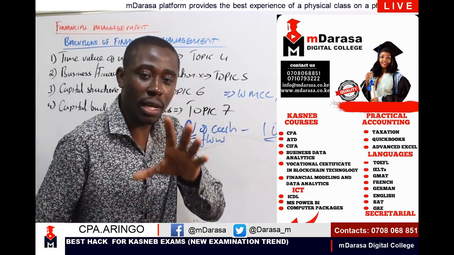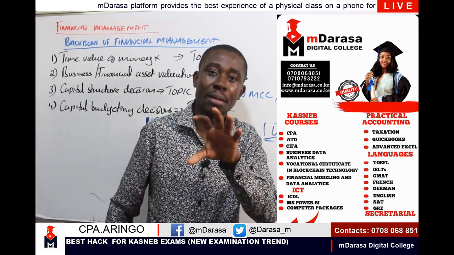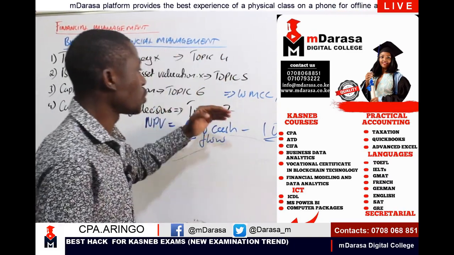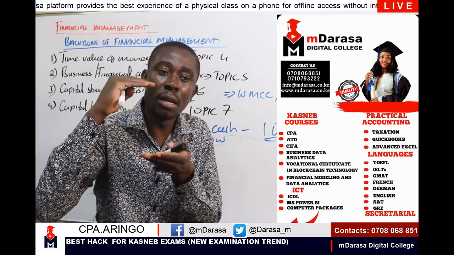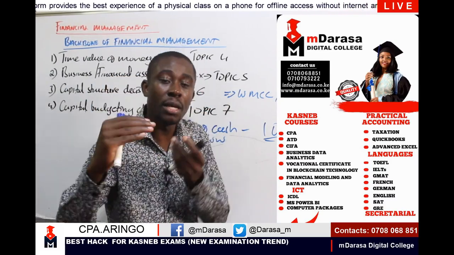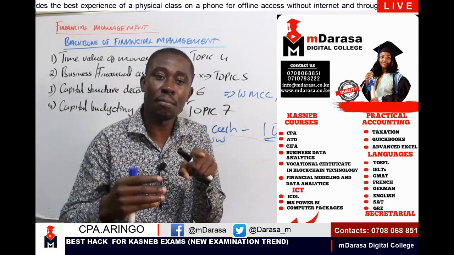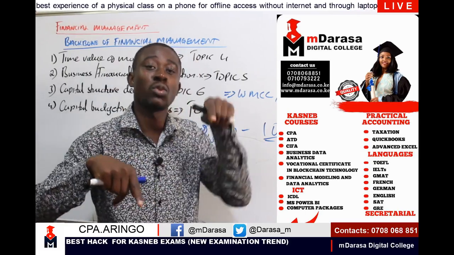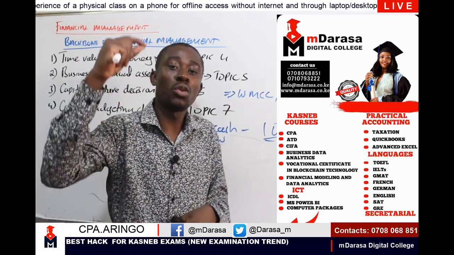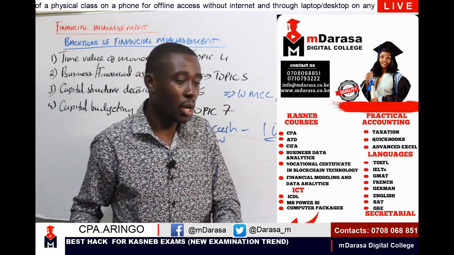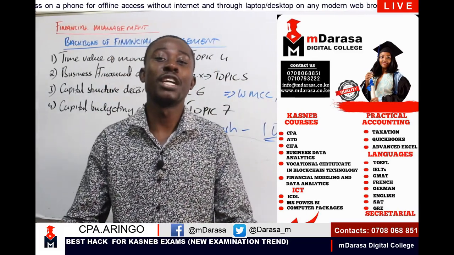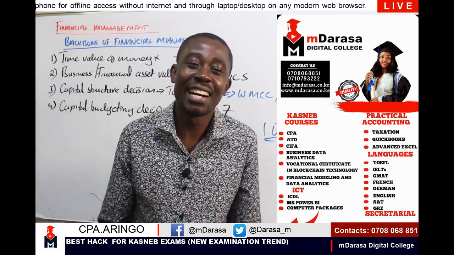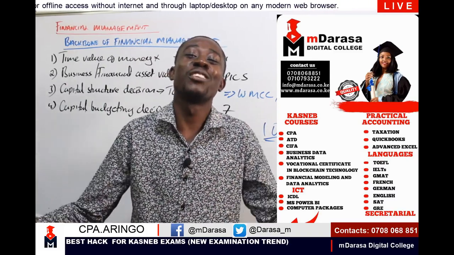That's why financial management is a serial killer. Why? Because whatever you've gotten on the first step will affect you directly on the second step, and the second step will affect you directly on the third step. So if you miss step number one, surely all these other elements, you're going to miss. You're not going to get them, just to be frank.